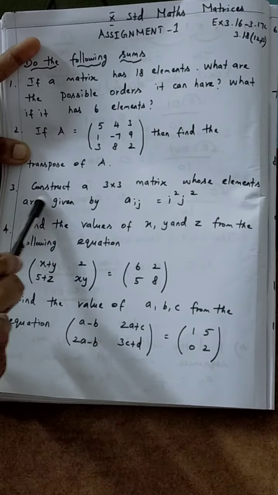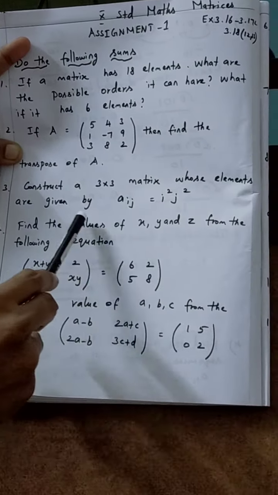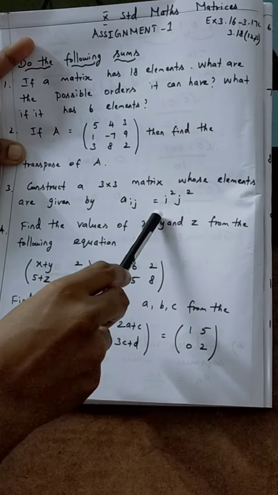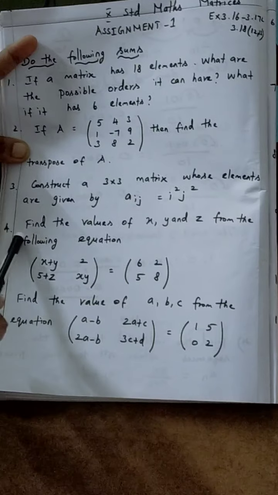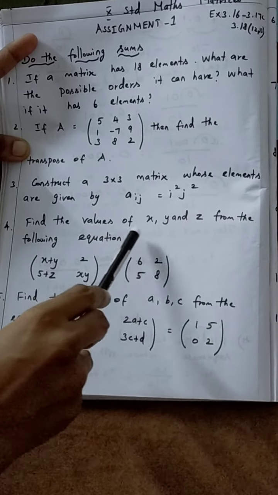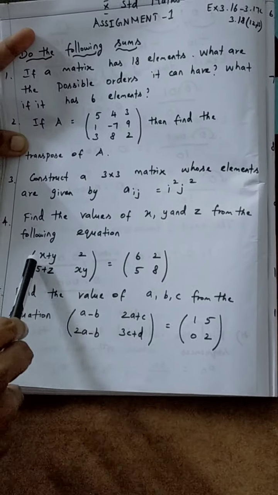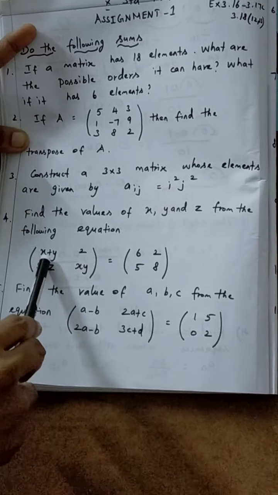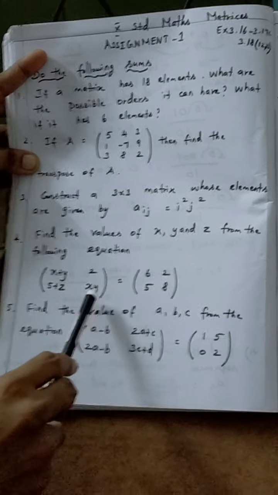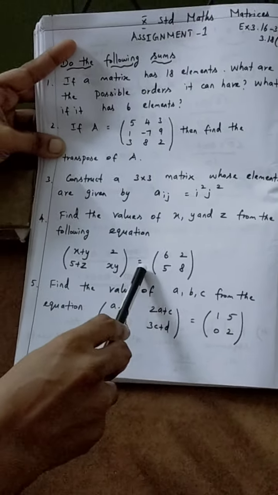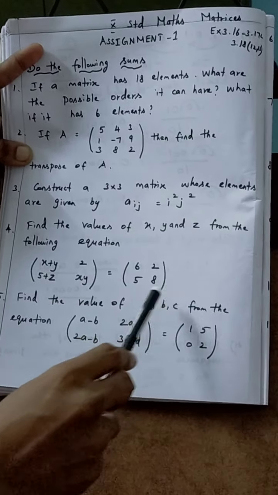The third question, construct a 3 by 3 matrix whose elements are given by Aij equal to i square j square. Fourth question, find the values of x, y and z from the following equation. Within bracket, first row x plus y, 2, second row 5 plus z, xy, close the bracket, equal to first row 6, 2, second row 5, 8, close the bracket.